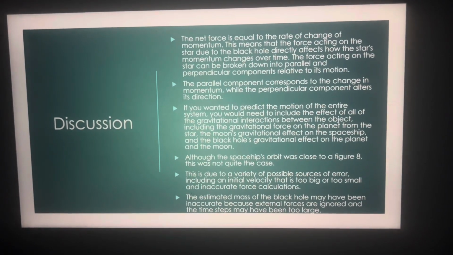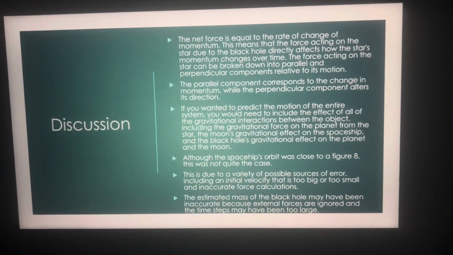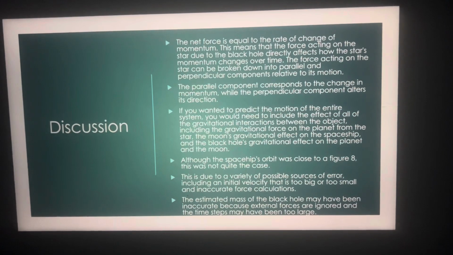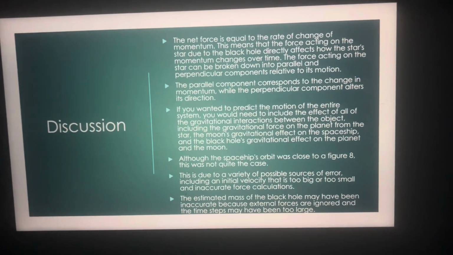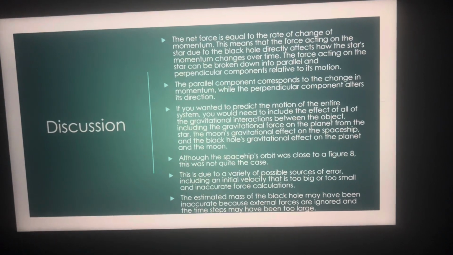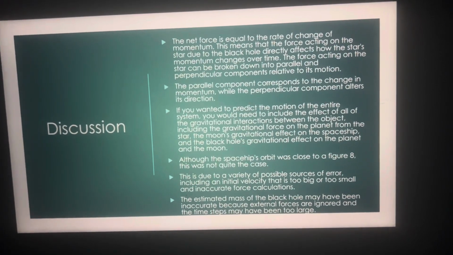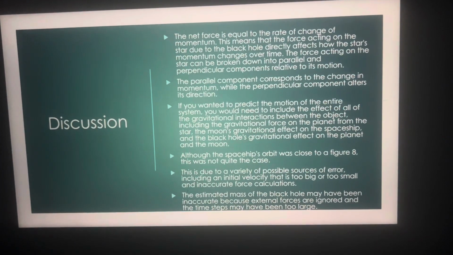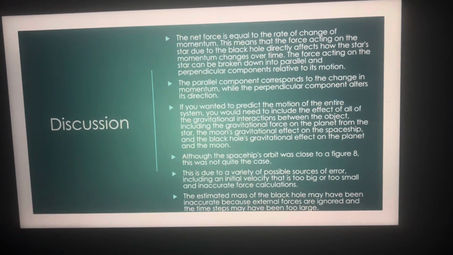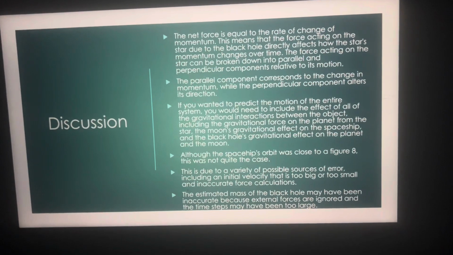If you wanted to predict the motion of the entire system, you would need to include the effect of all of the gravitational interactions between the objects, which include many such interactions, such as the gravitational force on the planet from the star, the moon's gravitational effect on the spaceship, and the black hole's gravitational effect on the planet and the moon. Although the spaceship's orbit was close to a figure 8, as was expected, this was not quite the case.